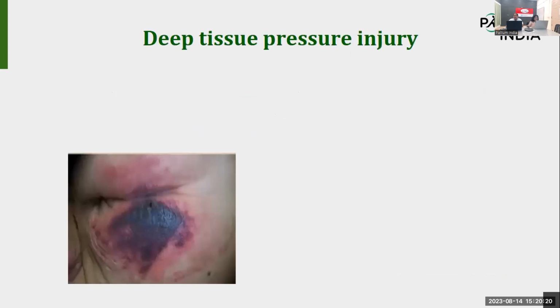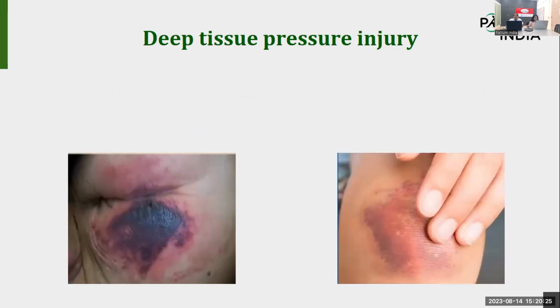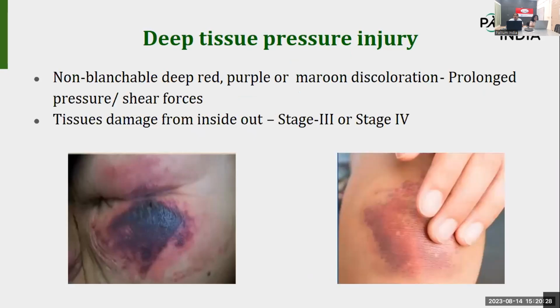Then deep tissue injury. This is the sixth stage, deep tissue injury. Okay, so deep tissue injury means what? It is a non-blanchable deep red, purple or maroon discoloration because of prolonged pressure or shear force that will lead to tissue damage from inside out, and it can go directly into third and fourth stage. This is an important stage. This is a new stage which has been introduced, the sixth stage, in which there will be a red color because of impaired circulation, or it can be purple or maroon color.